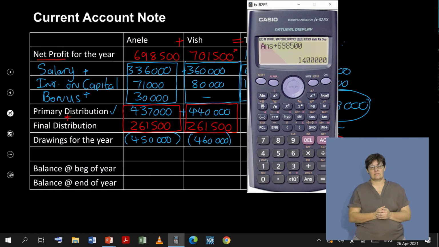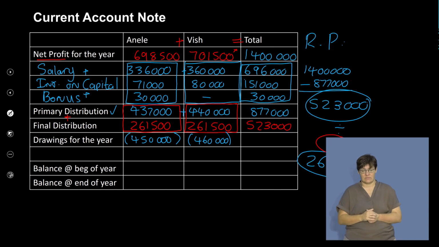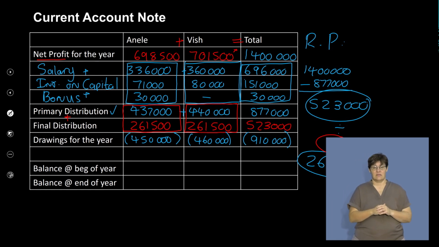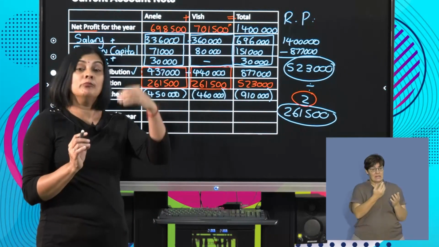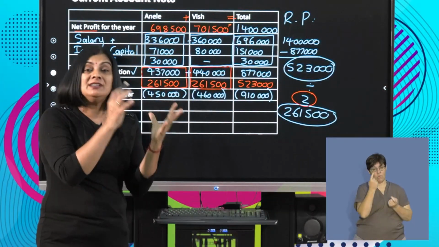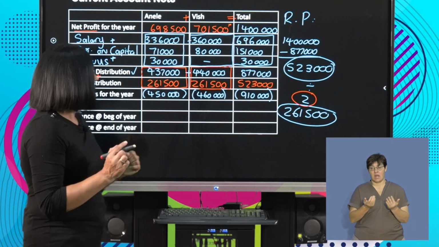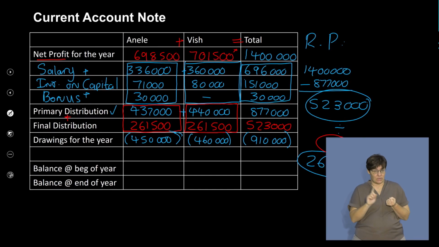Okay, right, total drawings for the year. Let's grab the calculator quickly. So obviously 450 plus 460, and total drawings for the year 910,000. So in brackets 910,000. Okay, right, next step for me to now work out whether each partner has taken either more than they were entitled to or less than they were entitled to. So now I'm going to compare drawings, what they've taken, to what they were entitled to in this financial year.